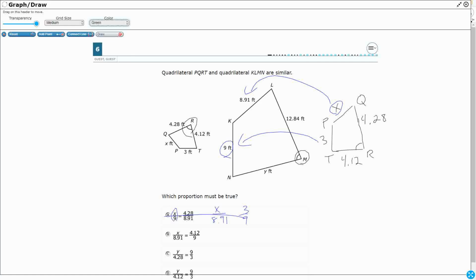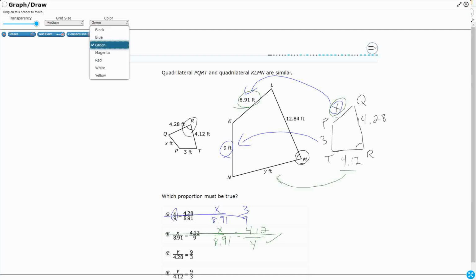Let's change to green. Let's say x over 8.91. We were just talking about that, so x over 8.91, that's good. So I just need another pair that's going to work. The first one needs to be from the smaller quadrilateral. So 4.12, okay, that works. 4.12 goes with y, and you see it's 9. Wrong one. If that were going to be y, that was going to work. So that is going to be incorrect.